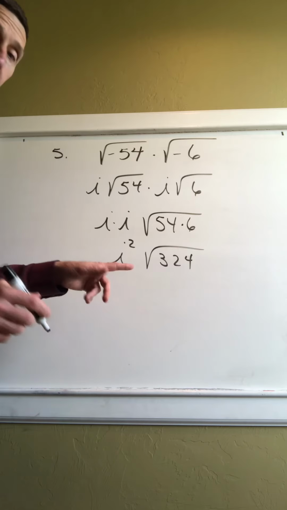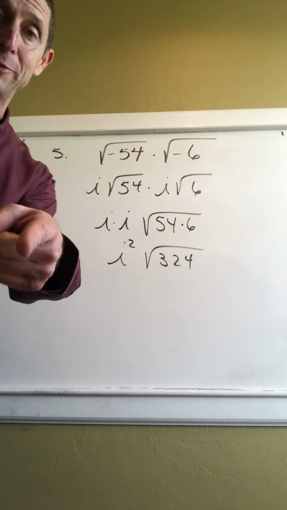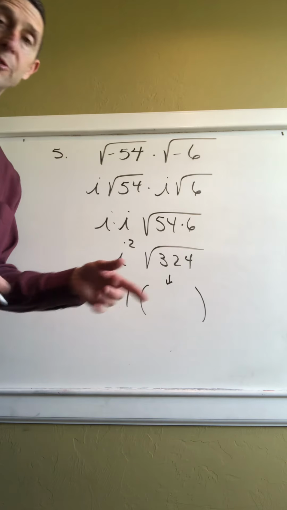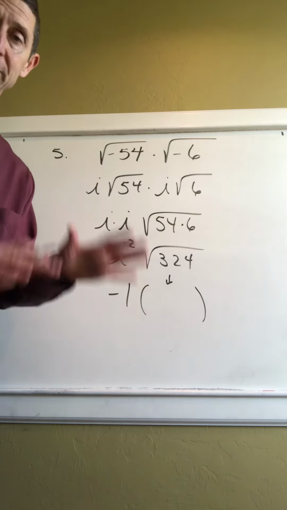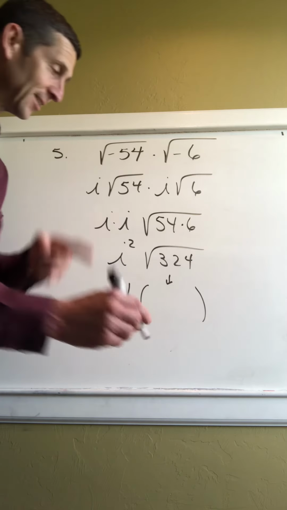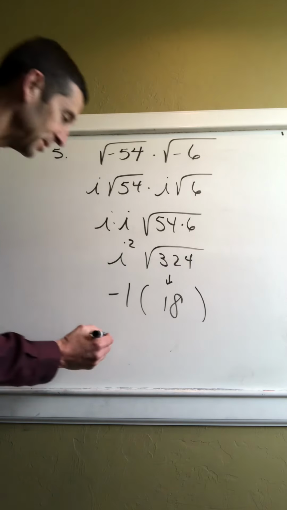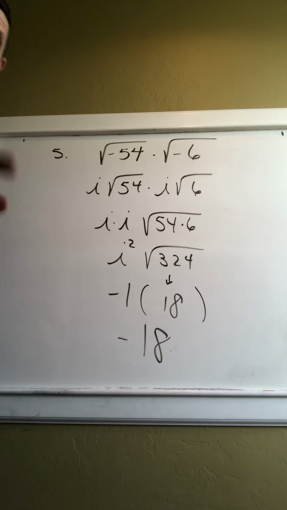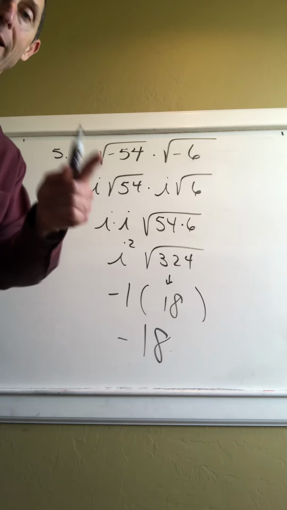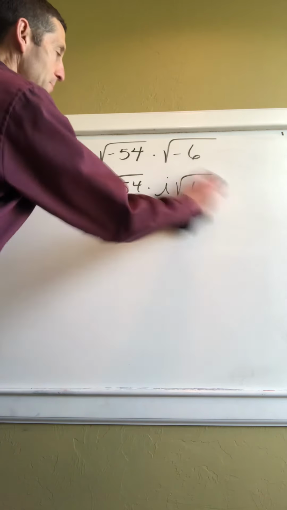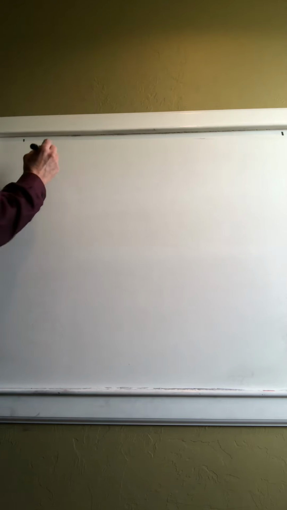We've got i squared, and i squared for the rest of your life is equal to negative 1. That's negative 1. Anybody remember the square root of 324? Somewhere between 17 and 19? Yes, 18 it is. So negative 1 times 18 is negative 18. All right, so that's a second type of problem. I have a third type of problem for you today. So on this introduction to imaginary numbers, we like this one too.